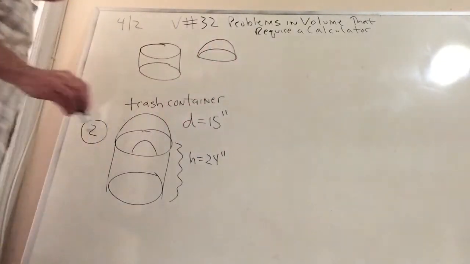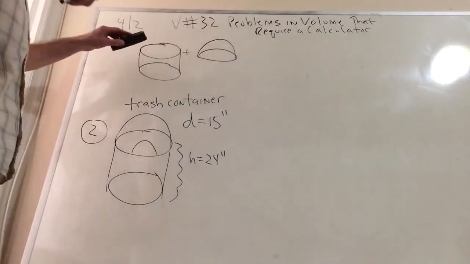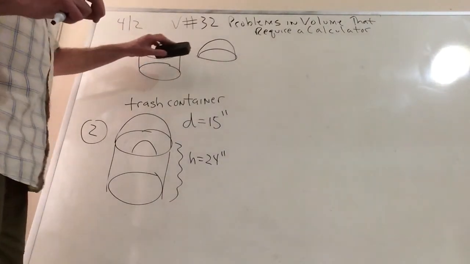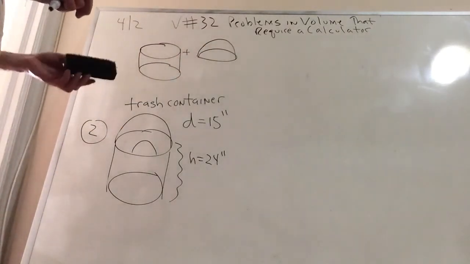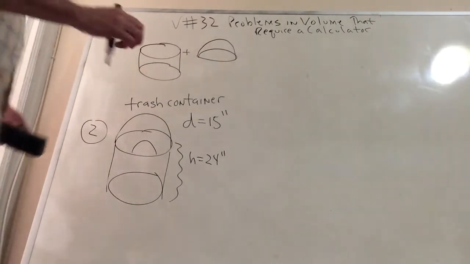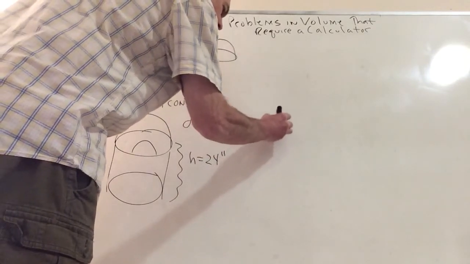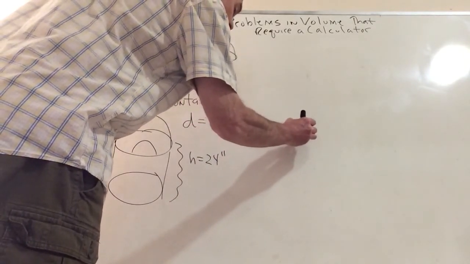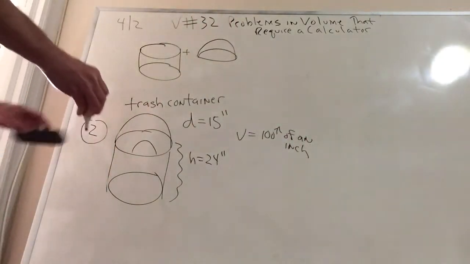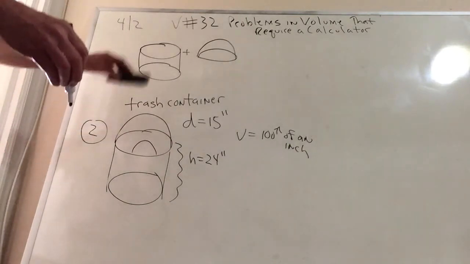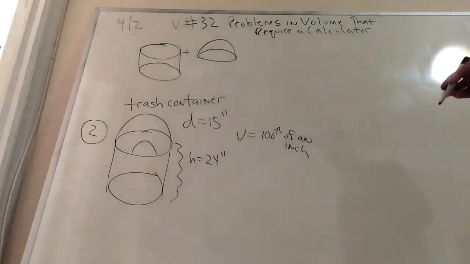That's all they're asking you to do. It's the container, or the cylinder if you like, plus the half sphere. But this time there's no way I'm going to be able to do this without a calculator. And they want V to the 100th of an inch. Why, I don't know. And we'll do that. So there's the data, there's the dimensions of the trash container. I'll move over to the right over here, and I'll start doing the problem.